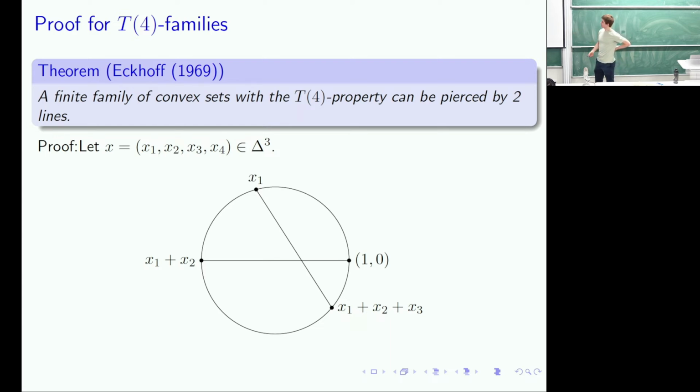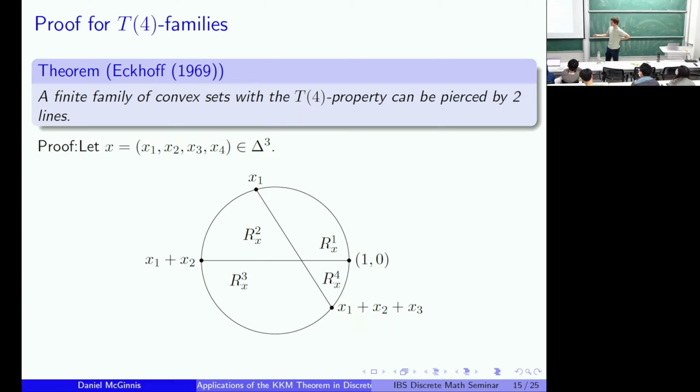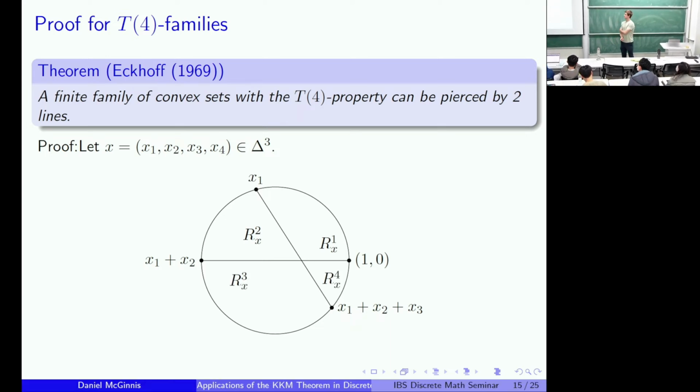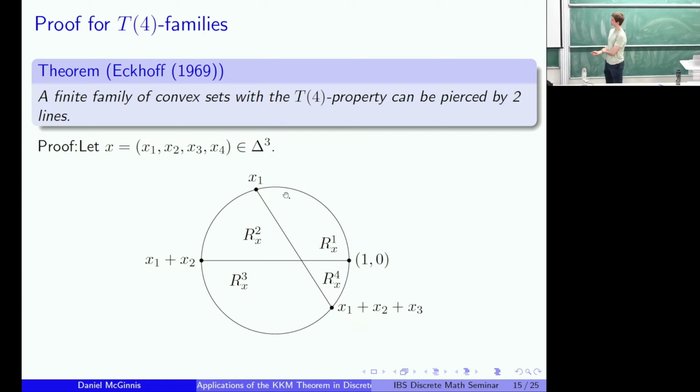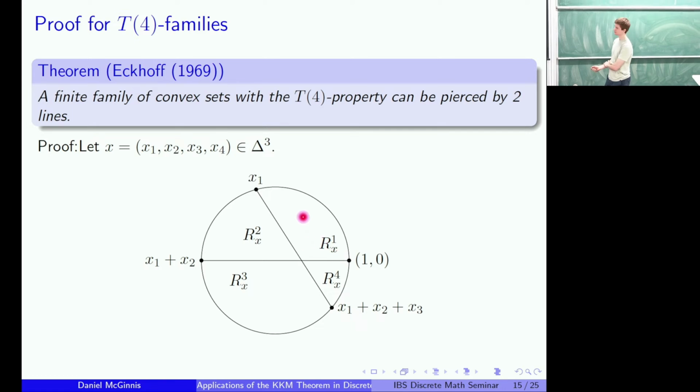And now you can see we have 4 regions. I'll call the region in between our fixed point and x1 r1 of x. The next one will be r2 of x, r3 of x, and r4 of x. One nice property here is that if one of the entries is 0, then the corresponding region is empty. For example, if x1 is 0, then this first point corresponds with (1, 0) here, and r1 of x will be empty. This property will end up guaranteeing that the family of sets I define will be a KKM filter. We'll get to that in a second.